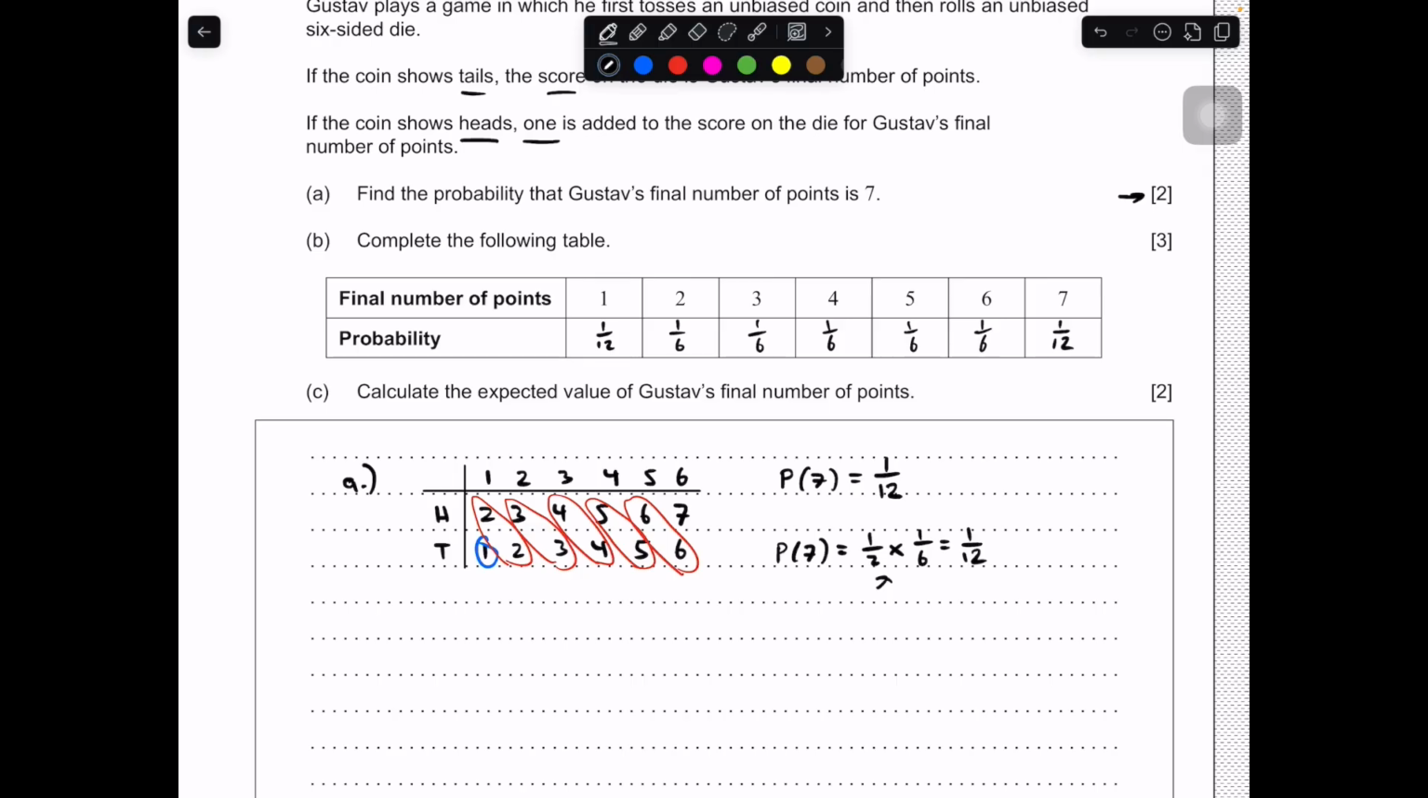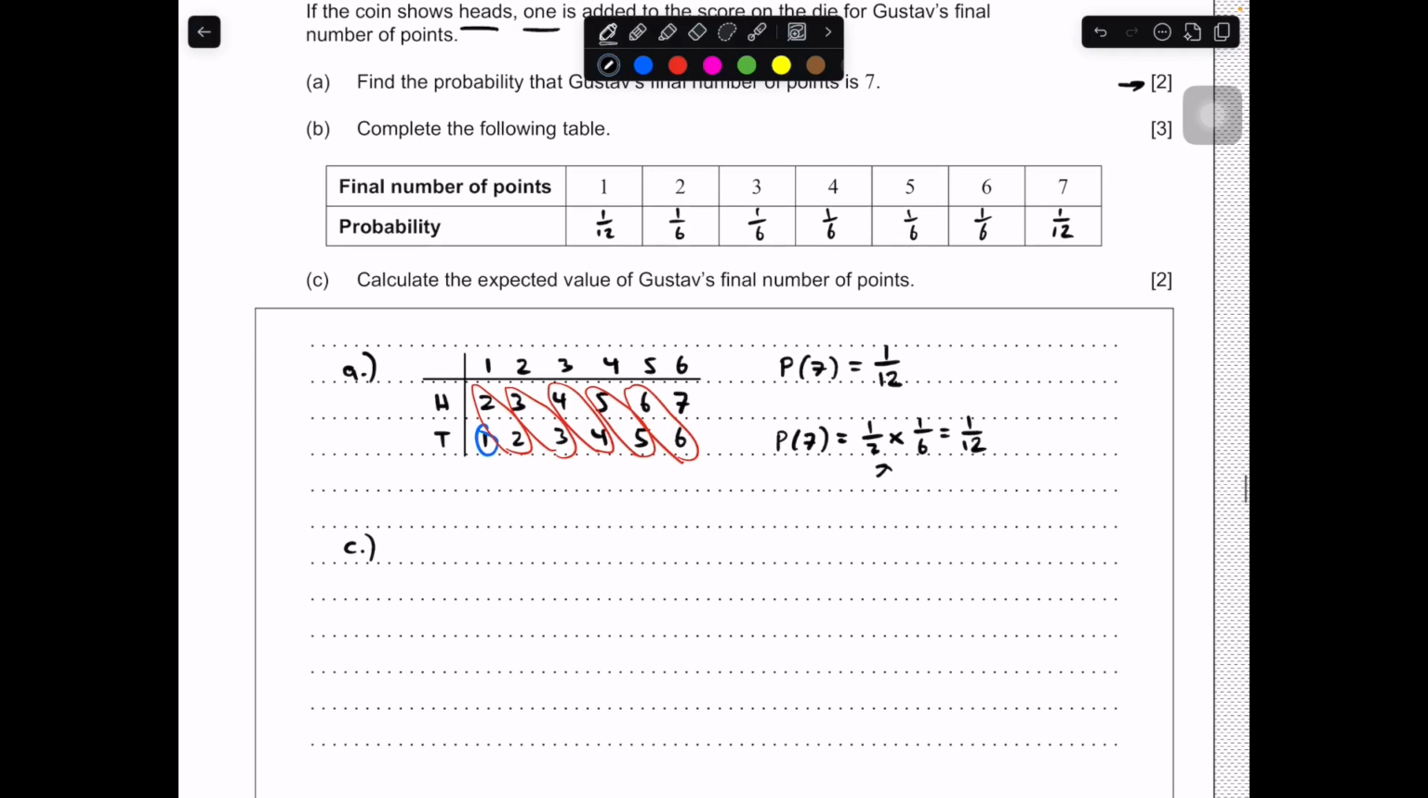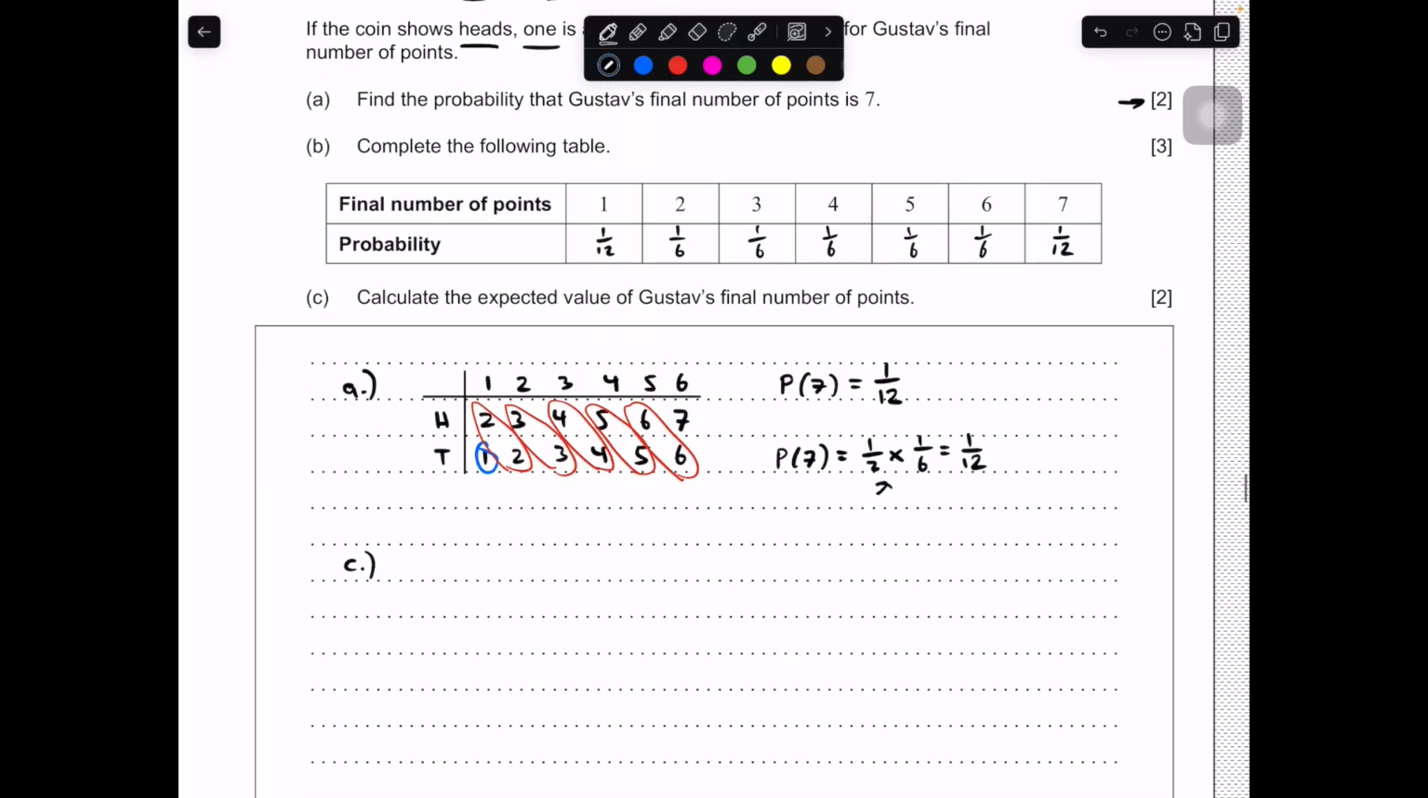Part C asks us to calculate the expected value of Gustav's final number of points. Alright, so we saw expected value earlier as well when we were talking about the number of perfect and the number of flawed treats. And we had this formula: E(X) is equal to the sum of n, the value, times the probability of occurrence. In this case, we have 7 different things that can happen, and each of them will have their own contribution.